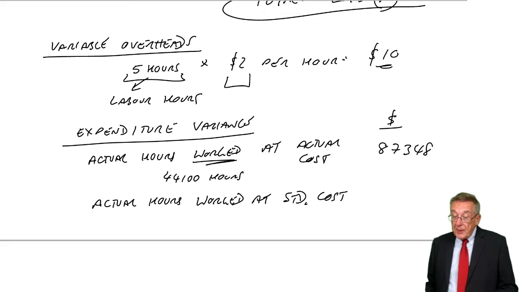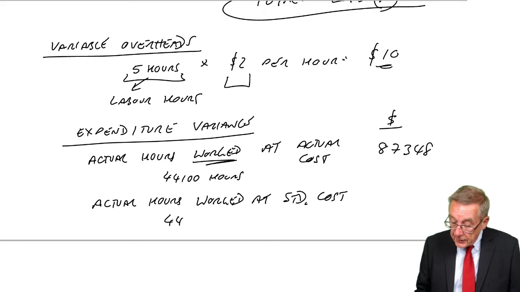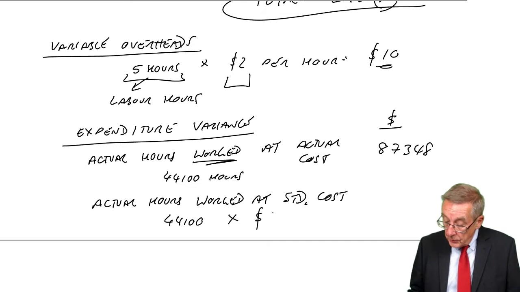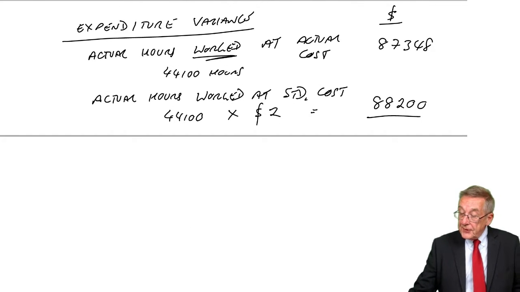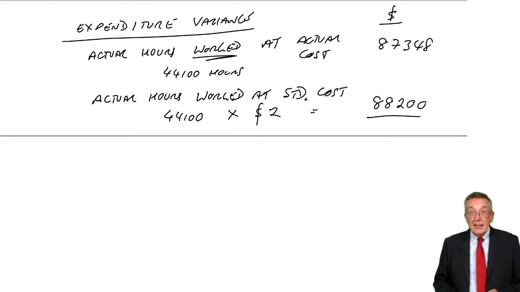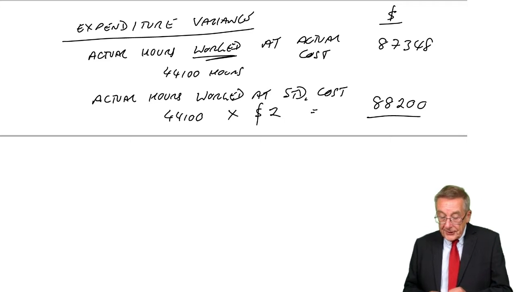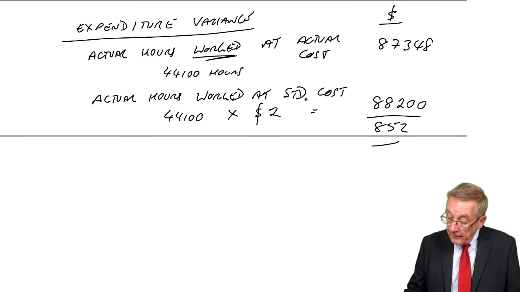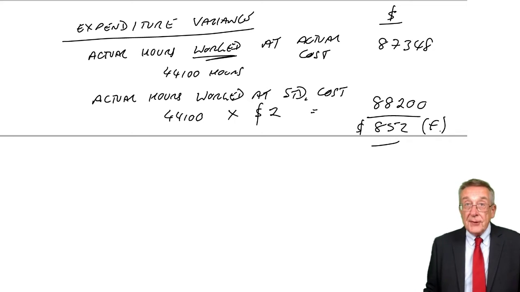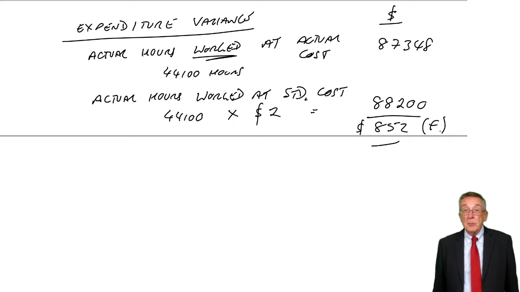And let's see how much we should have paid for those hours. We worked 44,100. The overheads should have been $2 per hour, 88,200. And so yet again, we seem to have saved a bit. We paid slightly less than we'd have expected. The saving, 852. And because it's a saving, it's favourable. That alone would give us more profit.